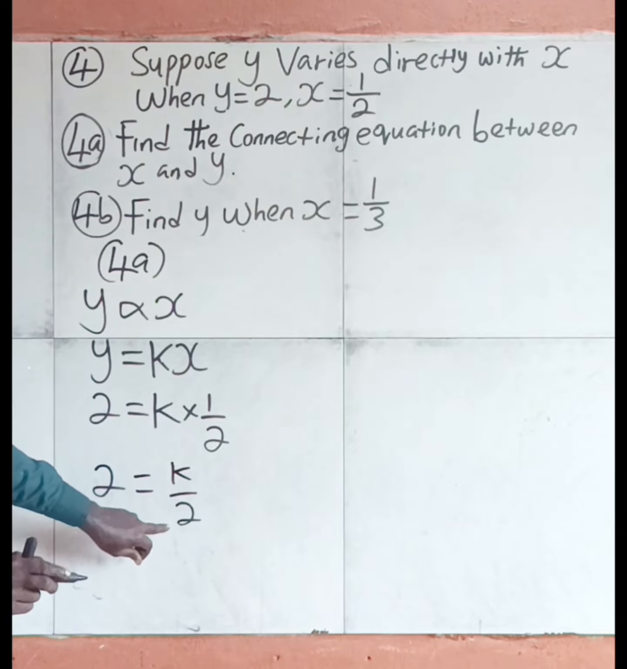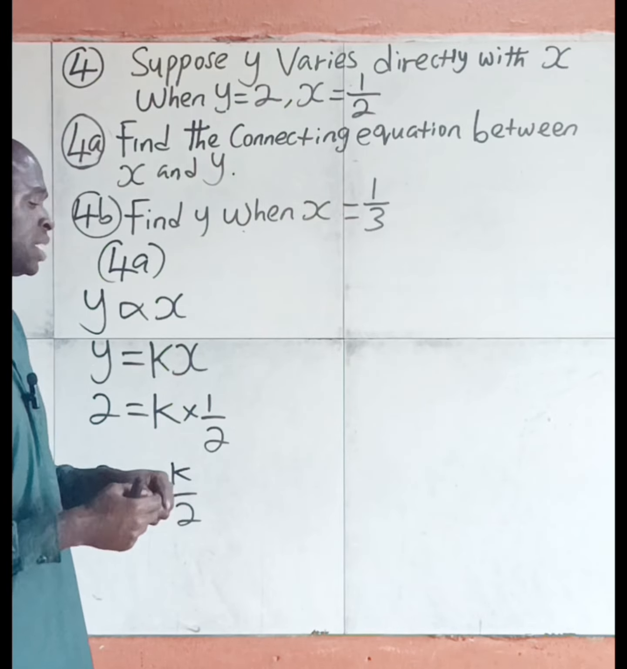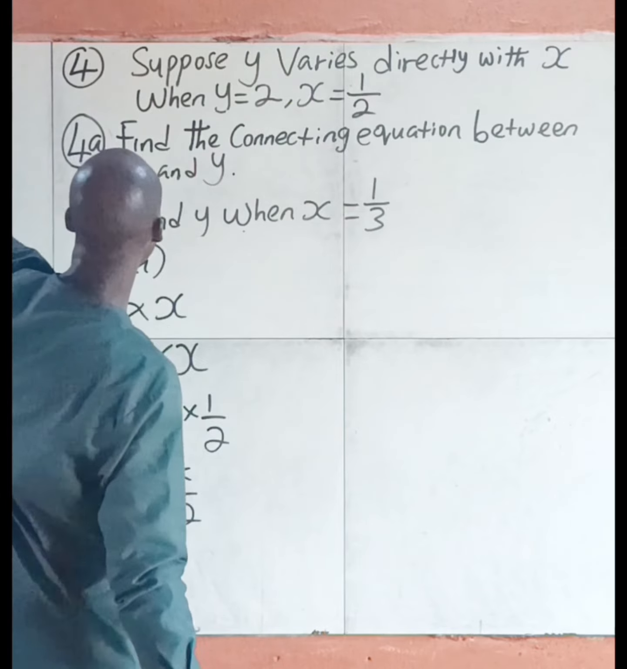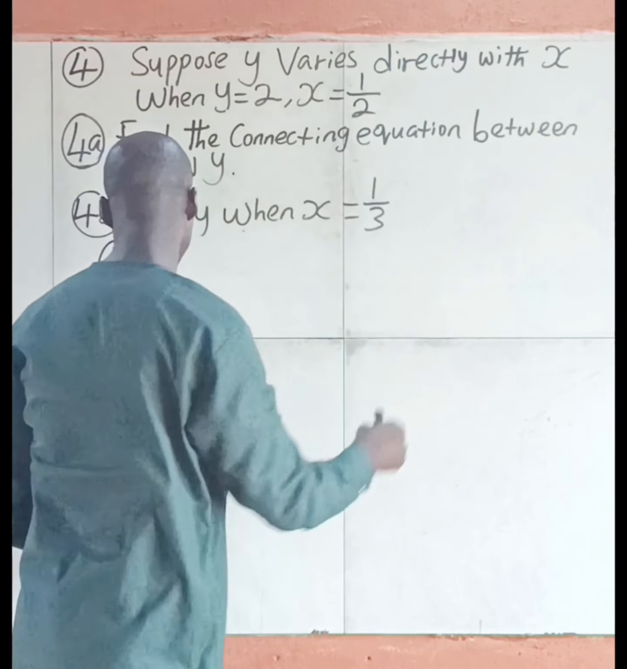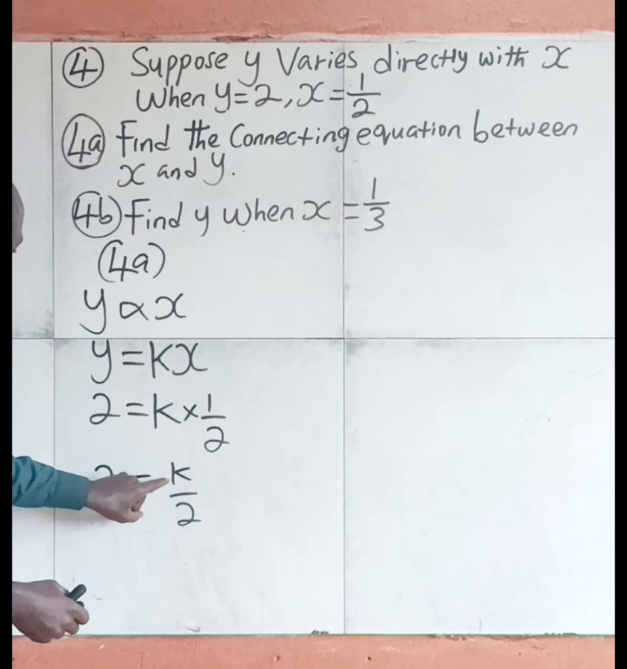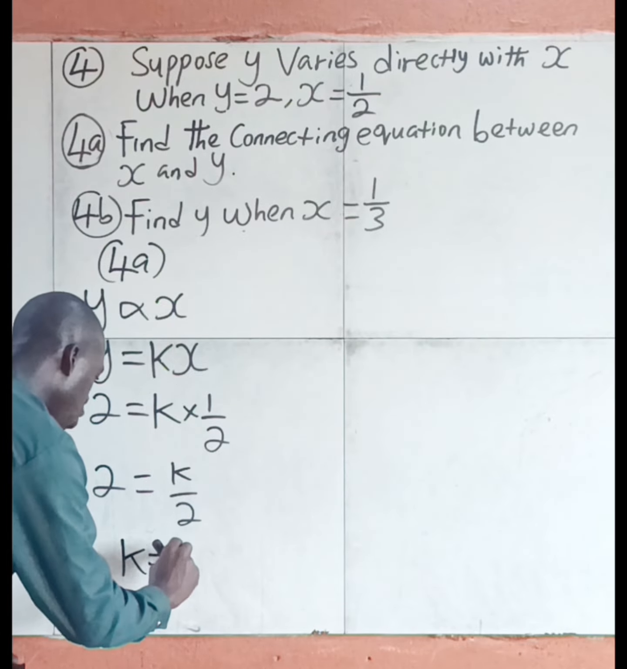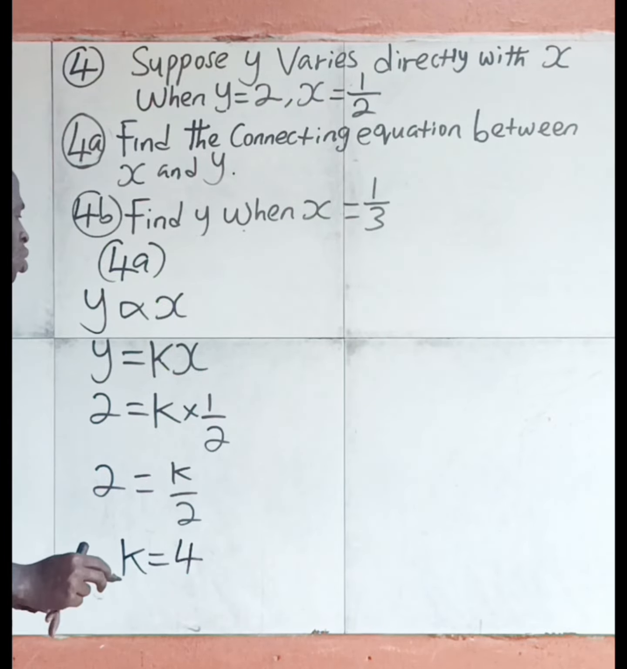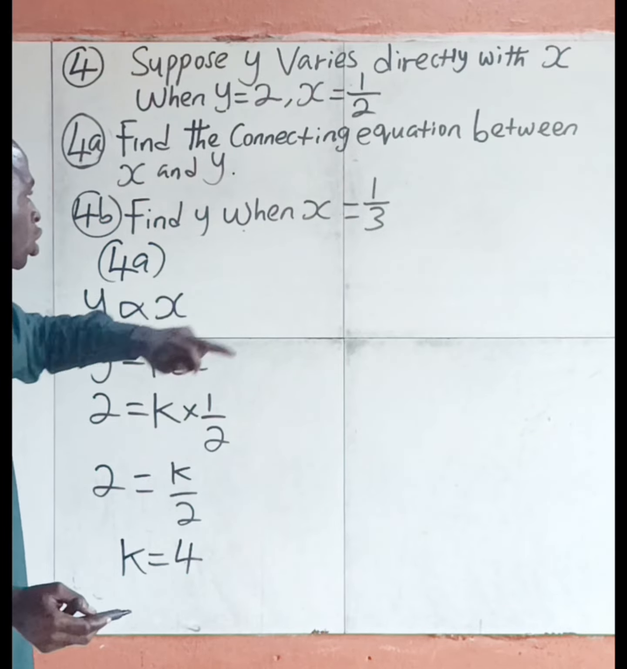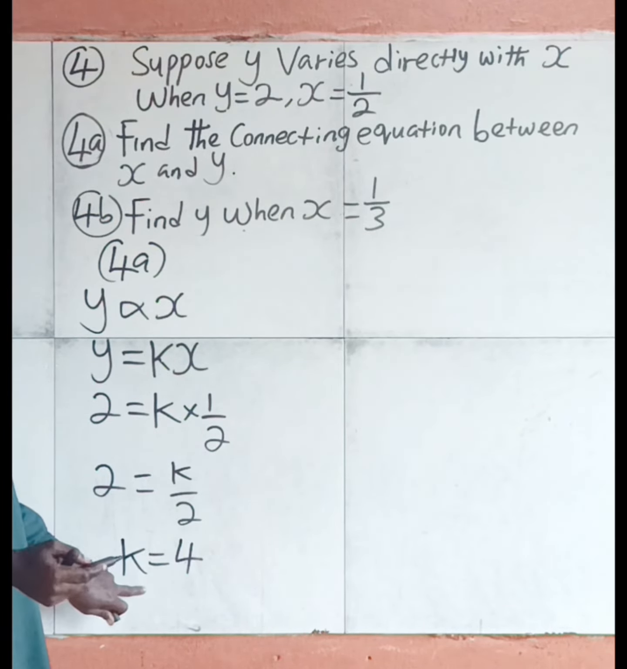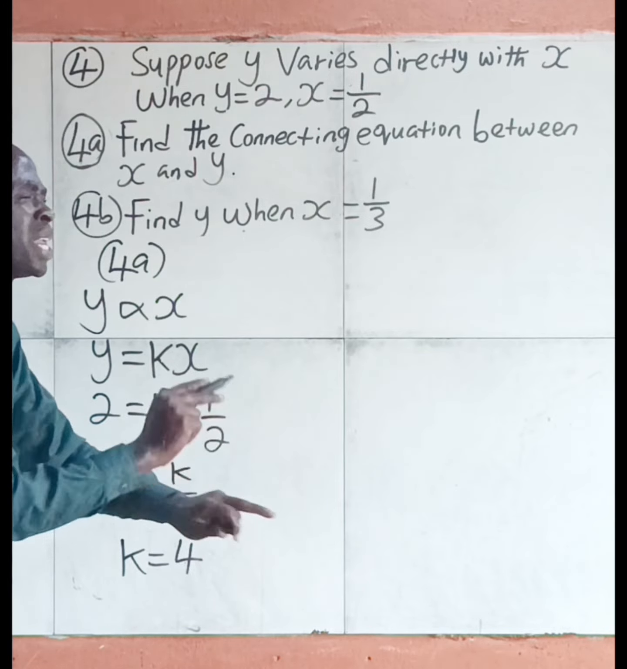From this angle, the next thing we're simply going to do is cross multiply. And how do you cross multiply in mathematics? Remember, the top left will multiply the bottom right, while the top right will multiply the bottom left. So here becomes 2 times 2, which is 4, then k times 1, which is also k. So k, our constant, becomes 4. So we are getting our constant. Now remember, we are not done solving, because the question says find the connecting equation. We only got the constant for now.